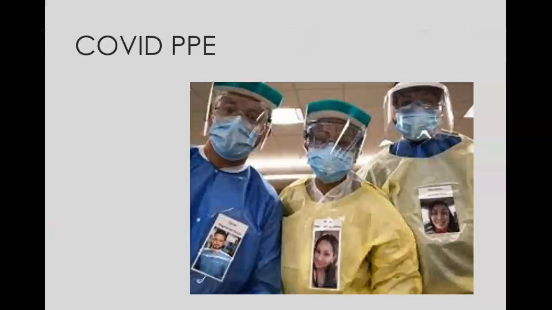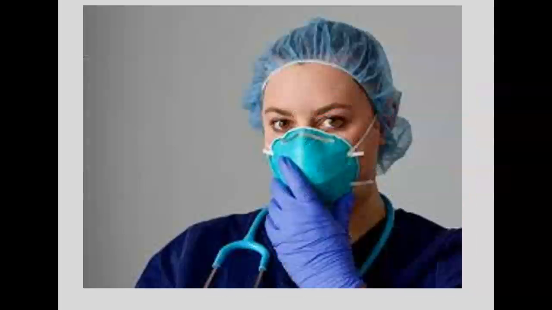COVID PPE includes an N95 or another form of respirator, a face shield or eye goggles that have covers on the sides, gloves, and a gown. You want to follow your facility guidelines regarding requirements for COVID PPE, as they can be different from facility to facility. We've talked about the N95 mask, which is used with airborne precautions.